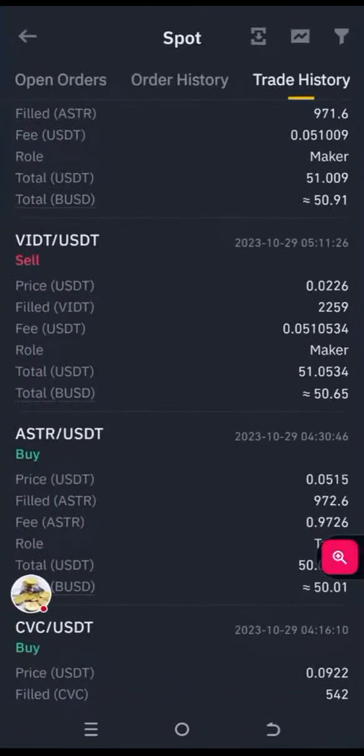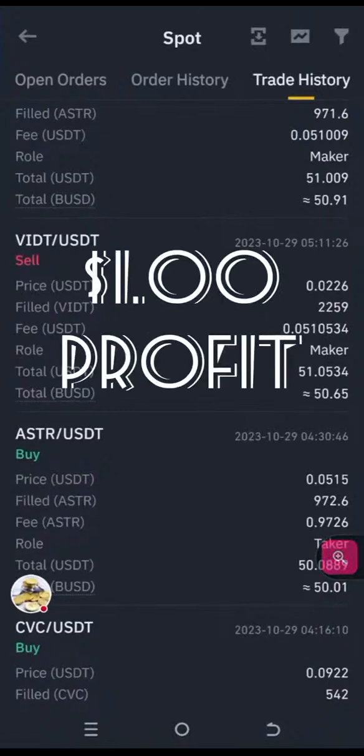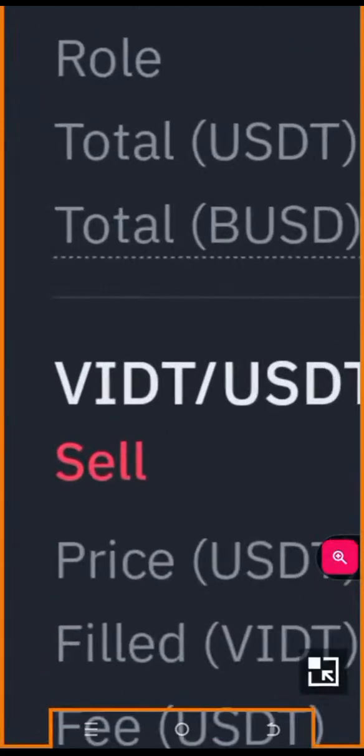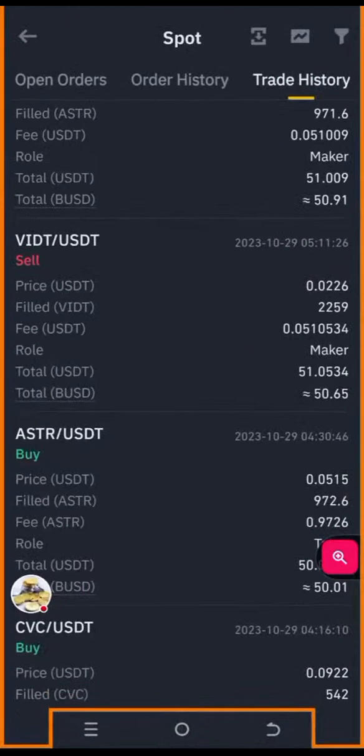$1.05. Look at that. That's beautiful. That's 1.053. That's glorious. Now removing the fees, that's about 5 cents less. That means we made $1, which is beautiful. That's 2%. Our 2% target was met and crushed, and we executed beautifully. That's VIDT USDT. Beautiful.